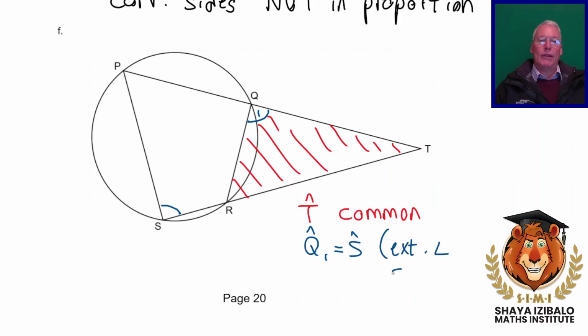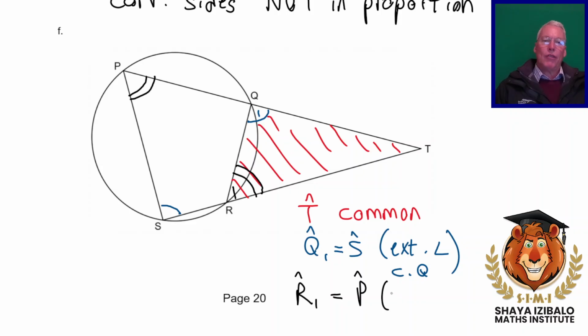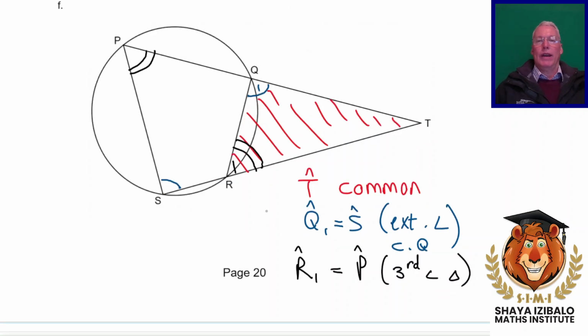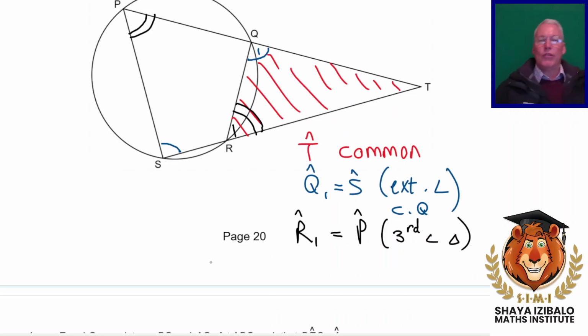Right, we can't just write cyclic quad. We can write CQ, cyclic quad. Okay? For exactly the same reason, angle R1 is equal to angle P. And now there's two reasons that we could give here. R1 is equal to P because of third angle of triangle or because of exterior angle of cyclic quad. Third angle of triangle might be quicker to write. Okay, now we've got three angles, so the two triangles are similar.